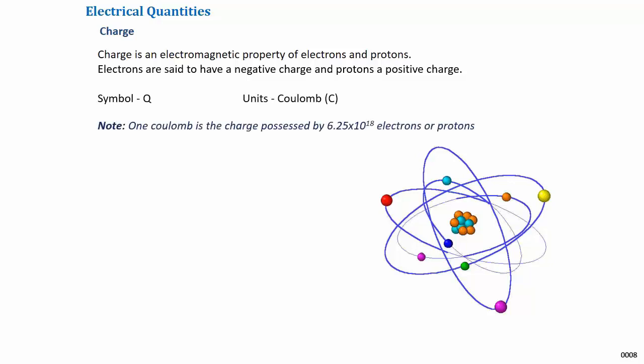As the amount of charge carried by one proton or one electron is very small, the unit of charge is always considered in multiples of electrons or protons. 1 coulomb of charge is the charge possessed by 6.25 times 10 to the power 18 electrons or protons.